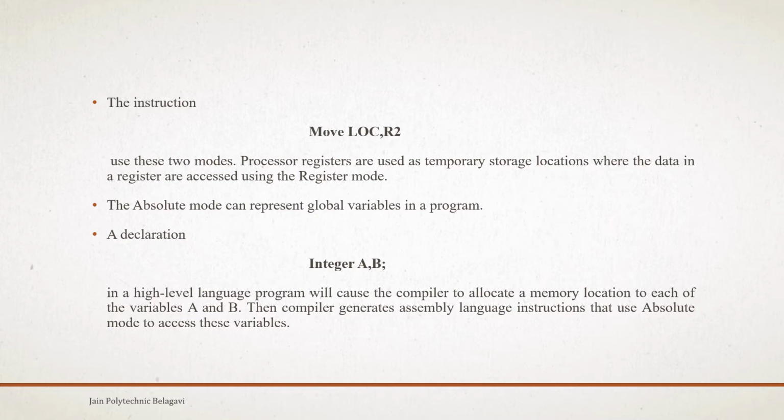So after declaring integer a, b in the high level language, it will first allocate the memory locations. So a and b will be present in the memory location. After that, while executing, when the compiler generates assembly language instructions, it will use absolute mode to access these variables. So these two variables will be present in the memory.